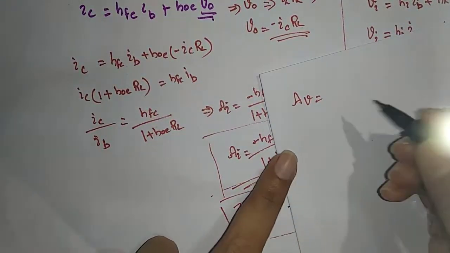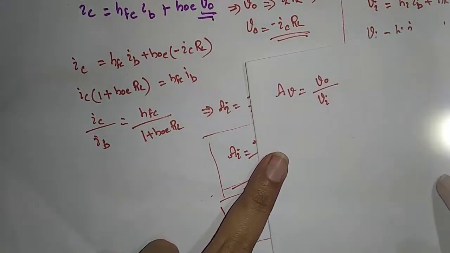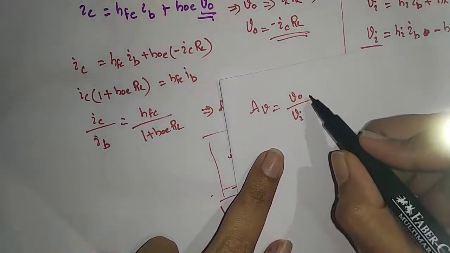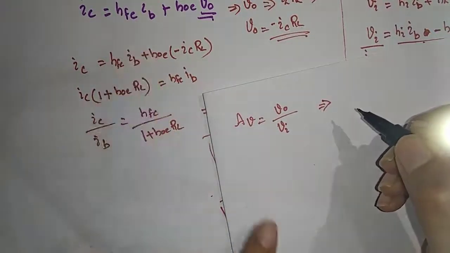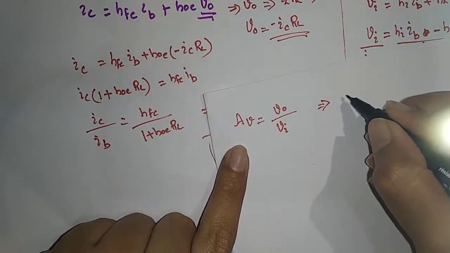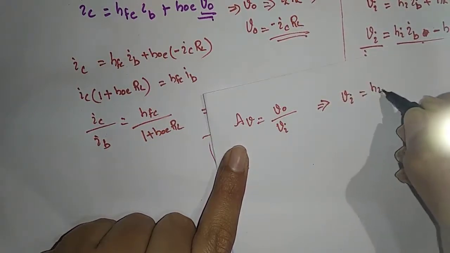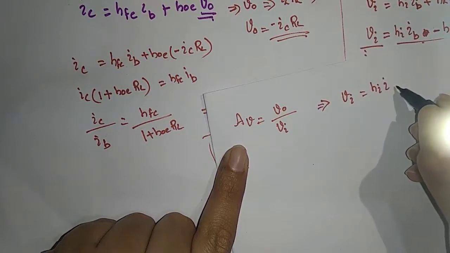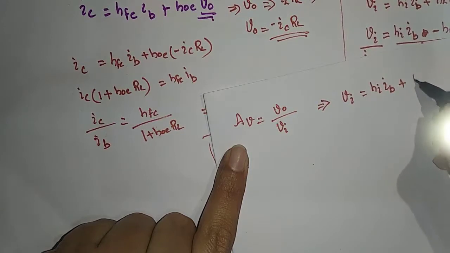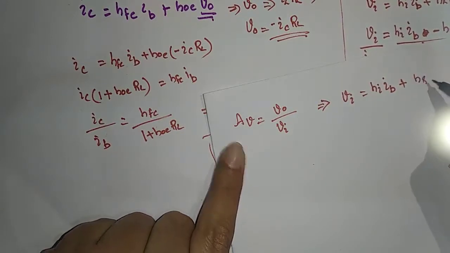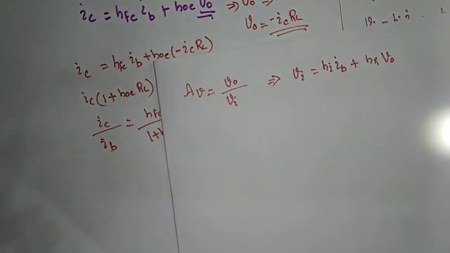What is the equation for voltage gain? That is output voltage divided by input voltage. So our equation should have V0 and Vi. So I am going to select the first equation, isn't it? That is the first equation, Vi is equal to Hi into input current, that is Hi into Ib, plus Hr into output voltage V0. So this is our first equation.